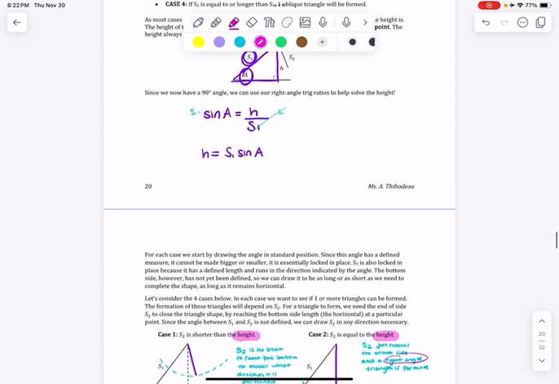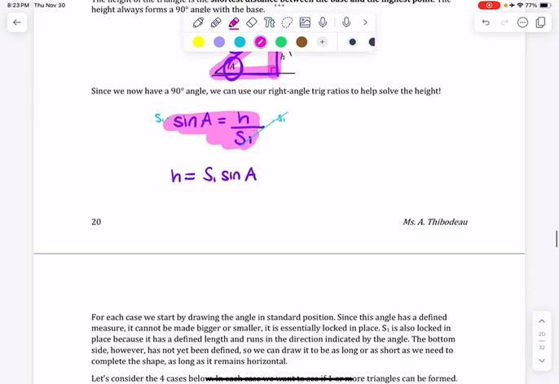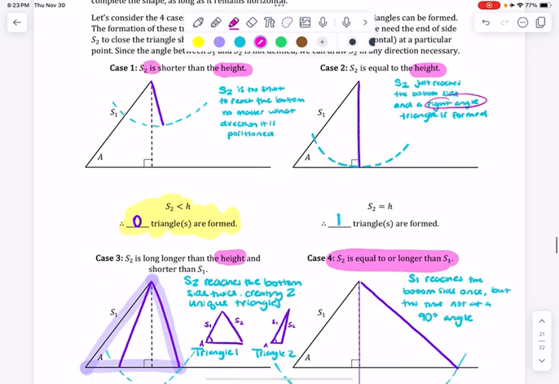And again, just a reminder, backtrack a little bit. We talked about how to always find the height. That height always forms a 90-degree angle with my base. And because we have a right angle formed, we've got this right angle triangle here. And we realized we can use our right angle trig ratios, which happen to be sine. So we can use sine to help us find the height of that triangle, that shortest distance it would be to form a triangle, to then determine if our side length 2 is shorter than the height, equal to the height, or longer than the height. So that's the game plan.